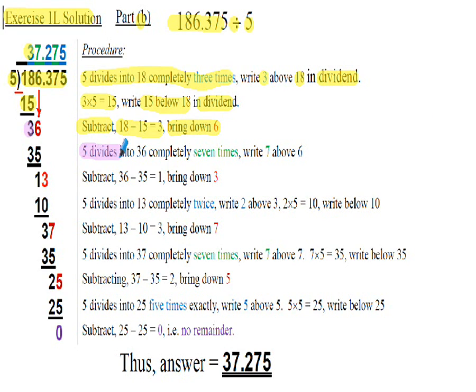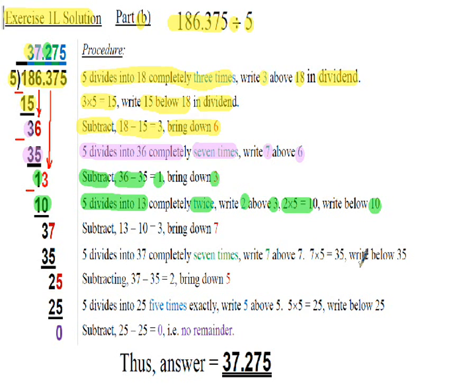So now, how many times does 5 divide into 36 completely? It goes 7 times. So we write the 7 above the 6 in the dividend, shown here. 7 times 5 is 35, shown here, and again we subtract the values. So subtracting 36 minus 35 is equal to 1, shown here, and we bring down the 3. So bring down the 3, shown here. How many times does 5 divide into 13 completely? It goes twice, so we write the 2 above the 3 in the dividend. So here's the 2. So 2 multiplied by 5 is 10, we write down the 10 here.